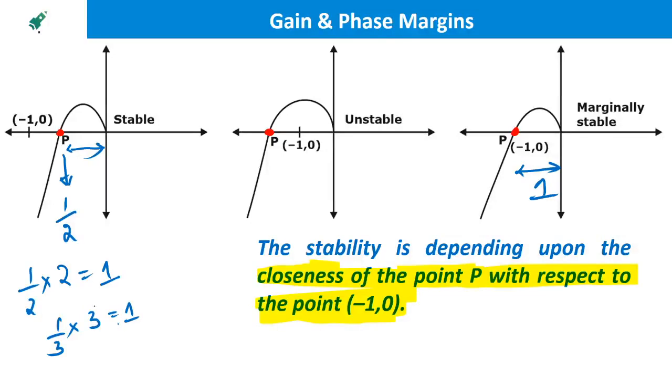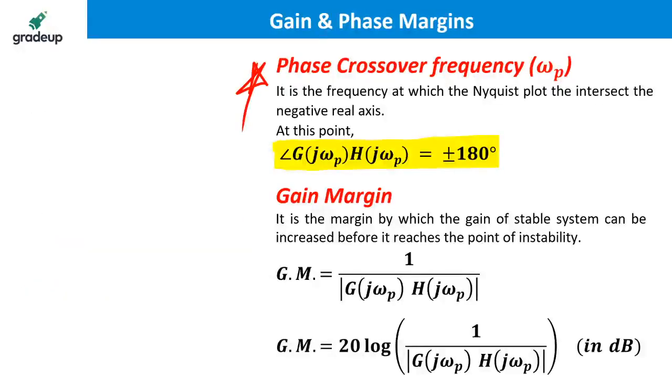Okay, that means whatever is the current magnitude, you can multiply by its reciprocal. So suppose the magnitude at this point is m. What will be the margin such that the gain can be increased? Guys, that I will be calling the gain margin, and that is 1 upon m, the reciprocal. Whatever may be the current value, take the reciprocal of that. So 1 upon that magnitude, and this margin by which the gain of a stable system can be increased before it reaches the point of instability, that is the marginally stable point, is known as the gain margin of the system.